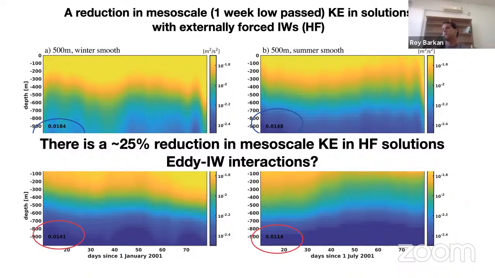And the question is, does this have anything to do with eddy internal wave interactions? Before I try to answer this question, I'll just say that I've looked at things like the wind work and verified that the reason for this reduction is not because of the modifications to the forcing that we've done.